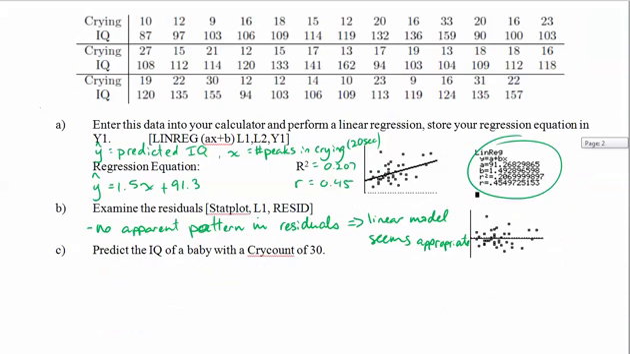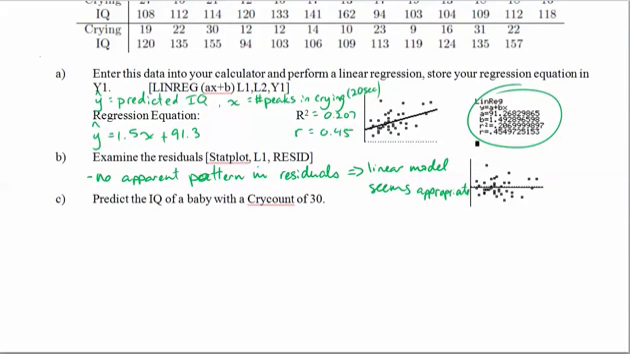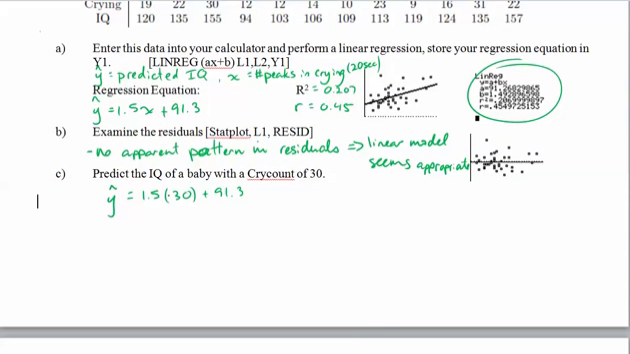All right, the next thing we're being asked to do is to predict the IQ of a baby with a cry count of 30. To do that, we simply plug in 30 into our equation. When we work that out, we get 136.3. So the predicted IQ is 136.3 for a cry count of 30.